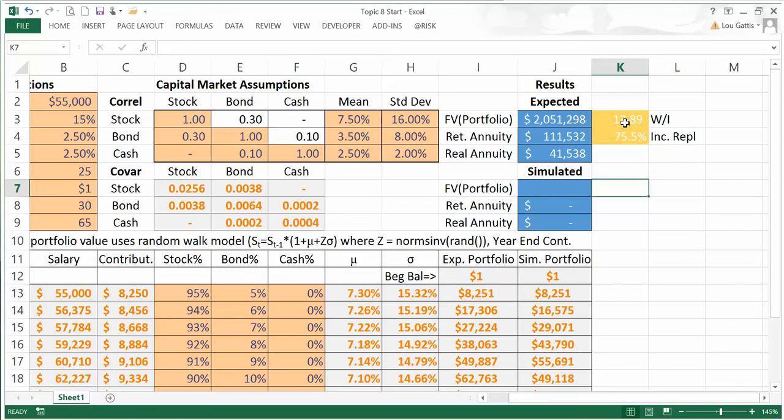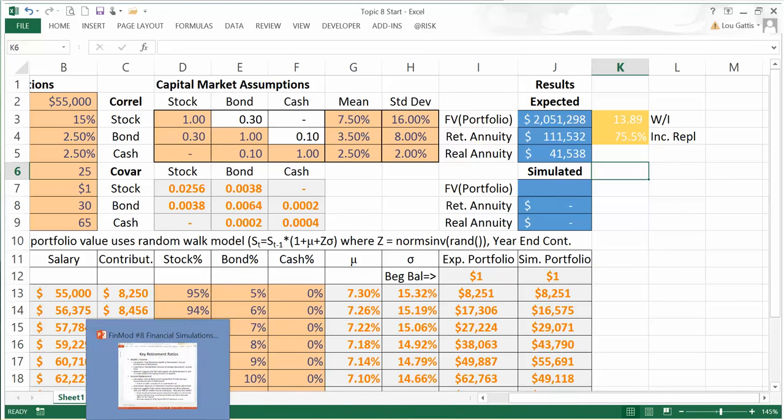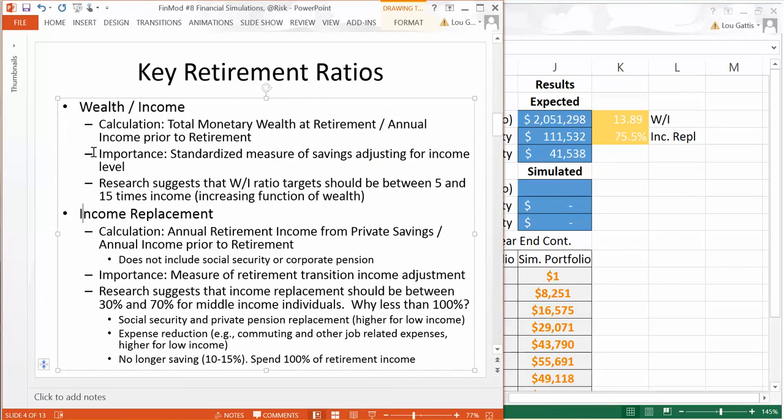All right, so these are key metrics in retirement planning. What is your portfolio value at retirement compared to your final year income? And this time I have 13 times, or almost 14 times, my final year income in wealth, and I'm able to replace 75% of my income. Let's talk about these a little bit more.